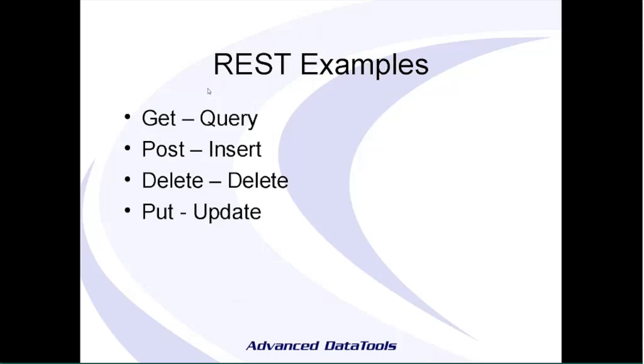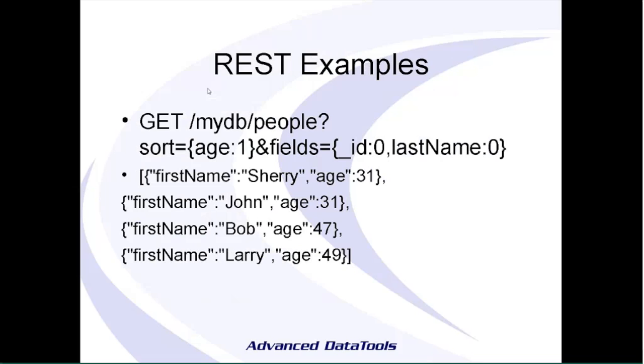A simple example would be a get /database/table, similar syntax to Mongo in that, and then passing through the parameters of sort on the age, and then we're telling it what fields we want. So we're telling it not to bring back ID, we're not bringing back last name, but we're bringing back everything else. So we're giving the first name, Sherry, and the age of 31.